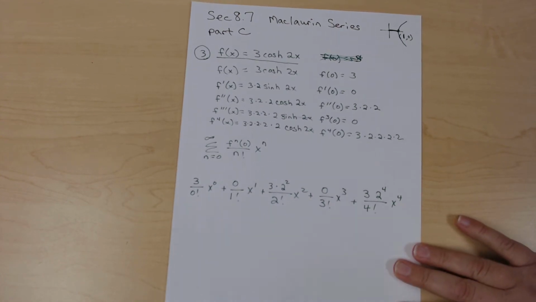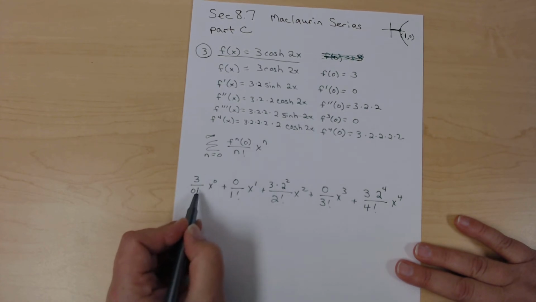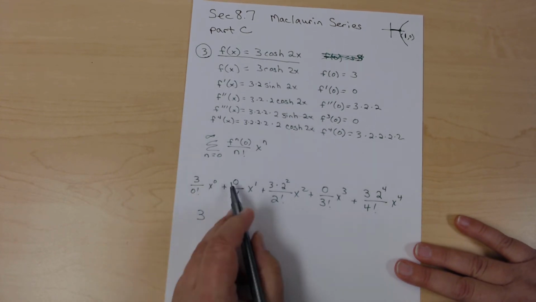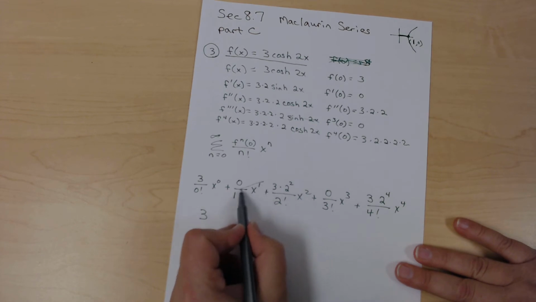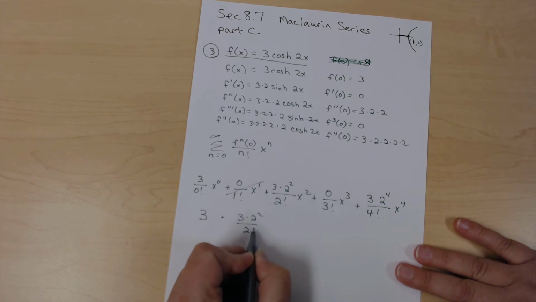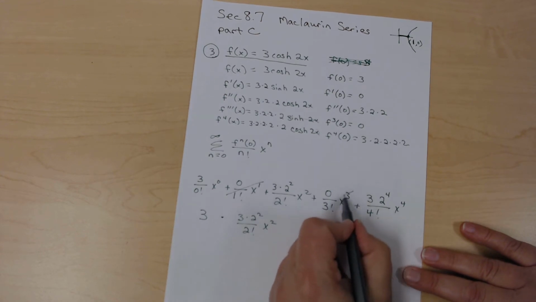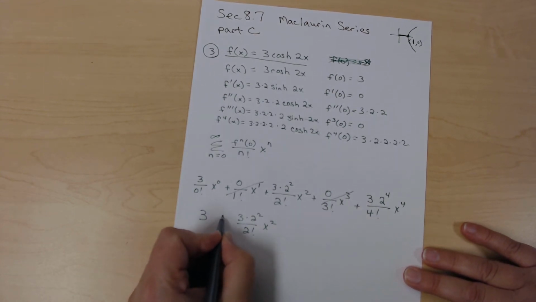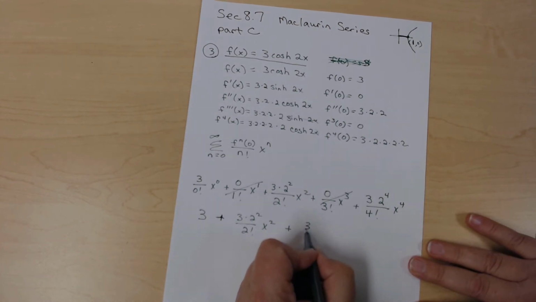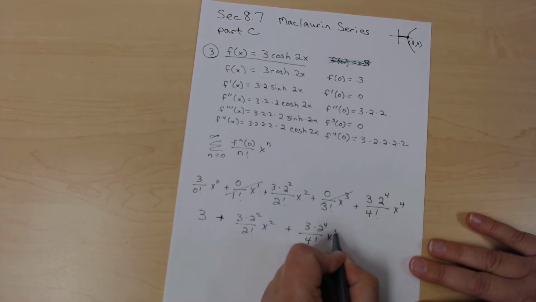Okay, so now this guy, what is this guy going to give me? 0 factorial is 1, so I've got 3 divided by 1. X to the 0 is 1, so I really just have a 3. 0 divided by anything besides 0 is 0. Okay, then I've got this, 3 times 2 squared over 2 factorial x squared. 0 divided by anything besides 0 is 0, times, it doesn't matter because it's 0. Oops, this should say plus. All right, and then this is what? I got 3 times 2 to the fourth over 4 factorial x to the fourth.